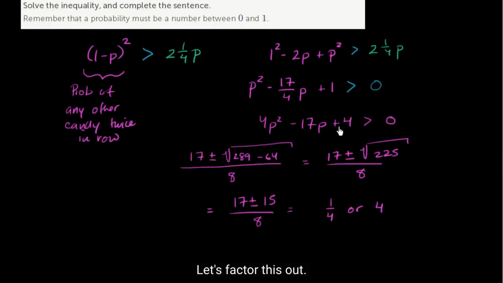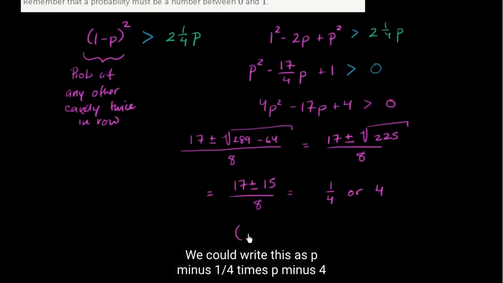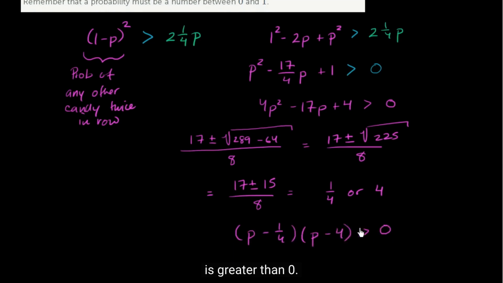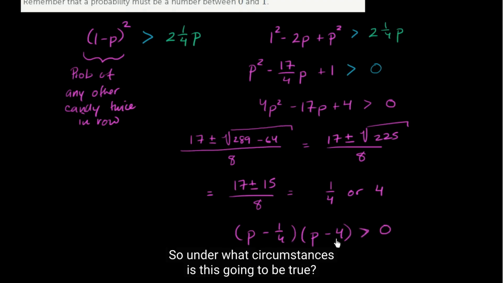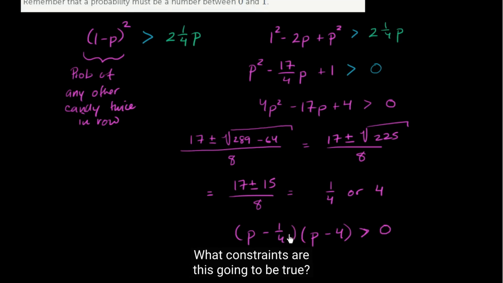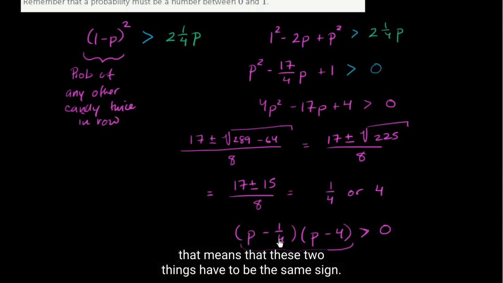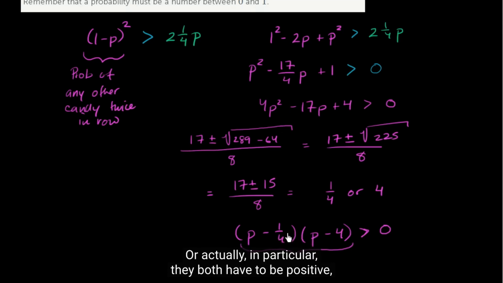So we could, let's factor this out. We could write this as p minus 1/4 times p minus 4 is greater than 0. So under what circumstances is this going to be true? Well, if you're taking the product of two terms and they are going to be greater than 0, that means that these two things have to be the same sign. Or actually, in particular, they both have to be positive or they both have to be negative.